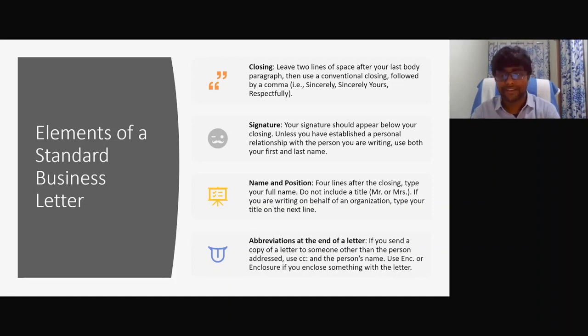Next are the abbreviations at the end of the letter. If we have used any acronyms in the body of the letter, at the end we should explain the acronyms which are used in the letter. And also, if we are enclosing anything with the letter, we should mention whatever we are enclosing at the end, stating the titles of the enclosed items.